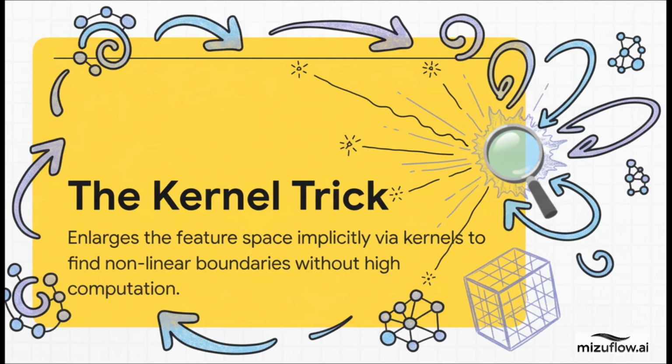At its heart, it's a super clever mathematical shortcut that lets the SVM find these complex, curvy, nonlinear boundaries. It works by projecting the data into a higher dimension where, suddenly, a simple flat divider can separate it. And the best part, the trick, is that it does all this without actually having to do the heavy, expensive calculations of moving into that higher dimension.